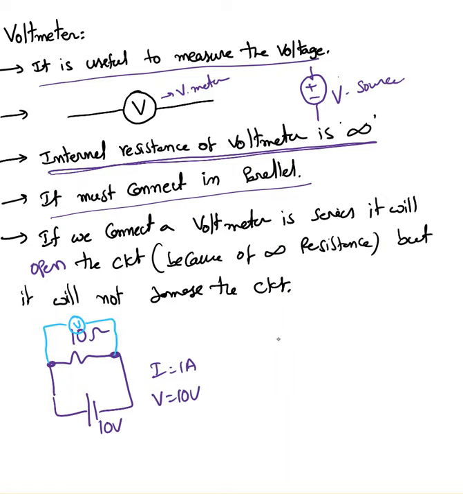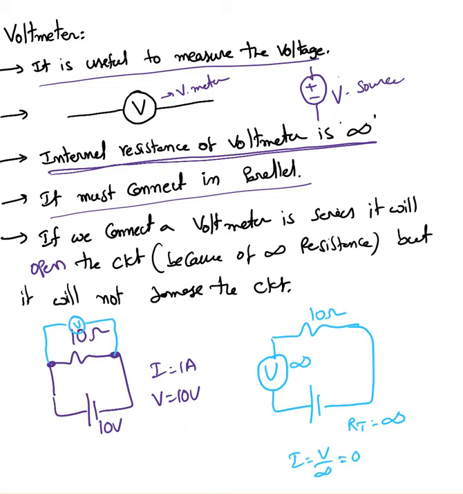Instead of that, say for example, if I connect it in series, now this one has infinite resistance. So what is the R total? R total equal to infinite plus 10, which is infinite. I equal to V over infinite, so 0 amperes. So it will not let the current pass through the circuit.